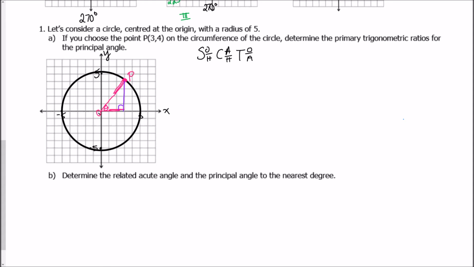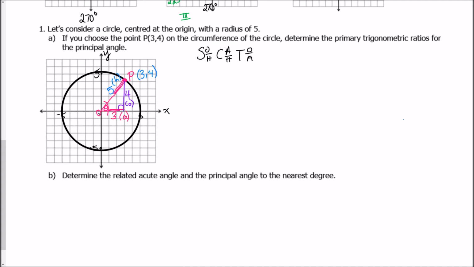Now, since my radius is 5, I know that my hypotenuse right here is also going to be 5. Since this point is (3, 4), I know that the height of my triangle here is 1, 2, 3, 4, and I know that the base of my triangle down here is going to be 3. Since this is my angle right here, I can say that the opposite is 4, the adjacent is 3, and the hypotenuse is 5.